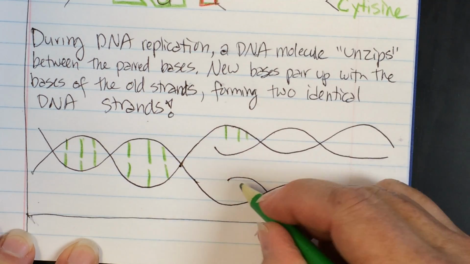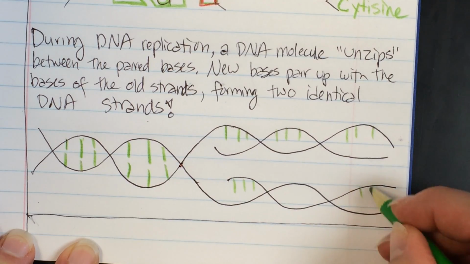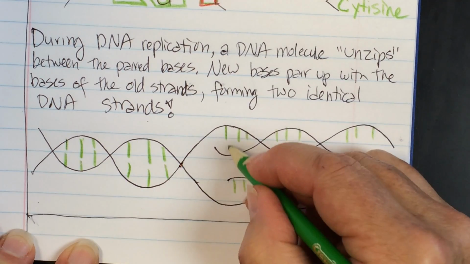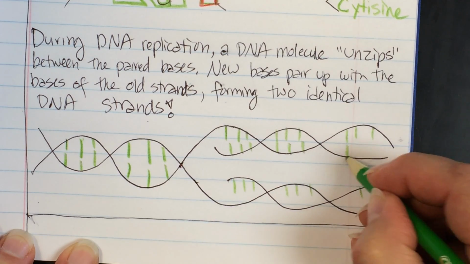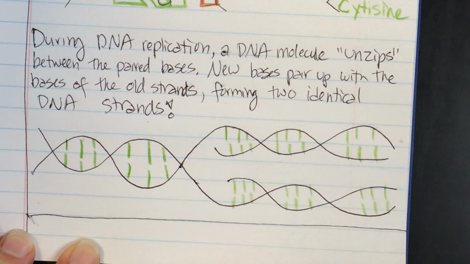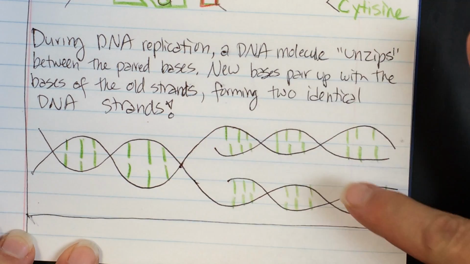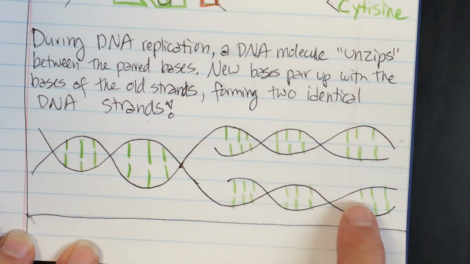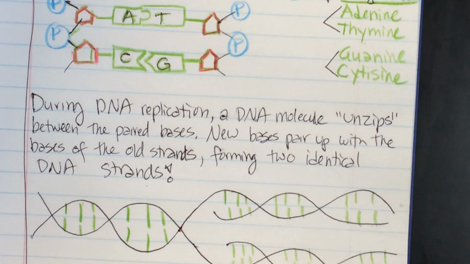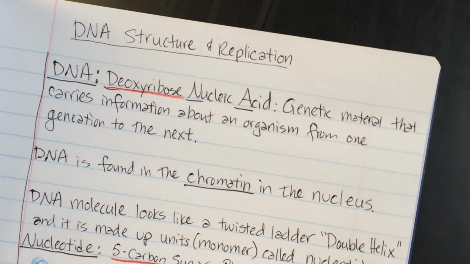Now I decided to use green for all my bases just so you got the 3 parts of the nucleotide ready, but later on in other things we'll use a different color for each base. But this is just to show you how it starts out as one strand, it unzips, new bases fill in to pair up, and you have 2 strands. And that is how DNA replicates. And there you go. That is DNA structure and replication.